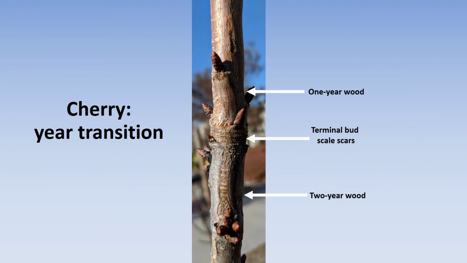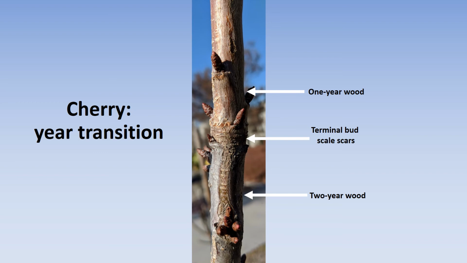This is a dormant cherry shoot in the winter, showing the transition from one year to the next. Here are the terminal bud scale scars, which is where the terminal bud was located 1 year before this picture was taken. The shoot tissue above the ring of scars grew the previous growing season and is called 1-year wood. Below the scars is the tissue that grew 2 growing seasons ago. It is therefore called 2-year wood.